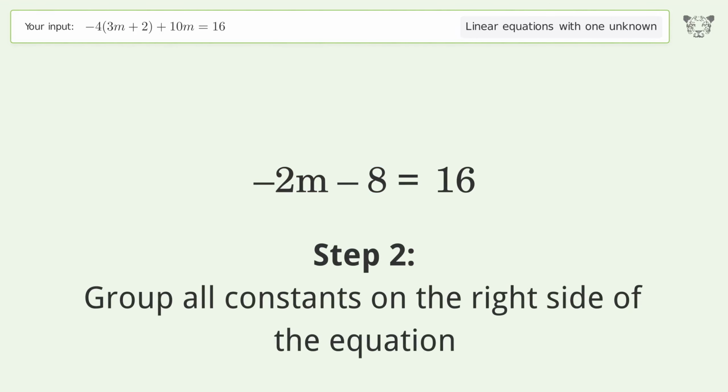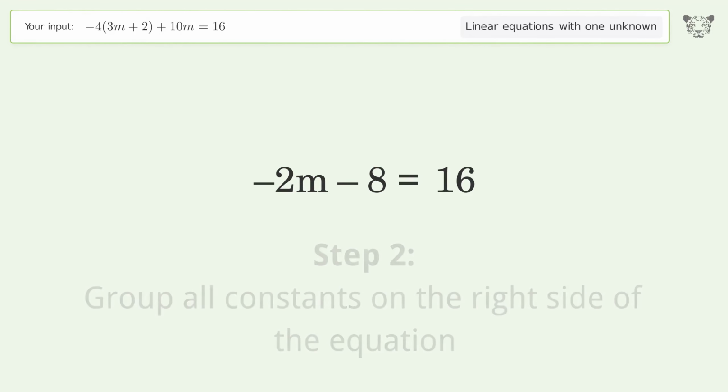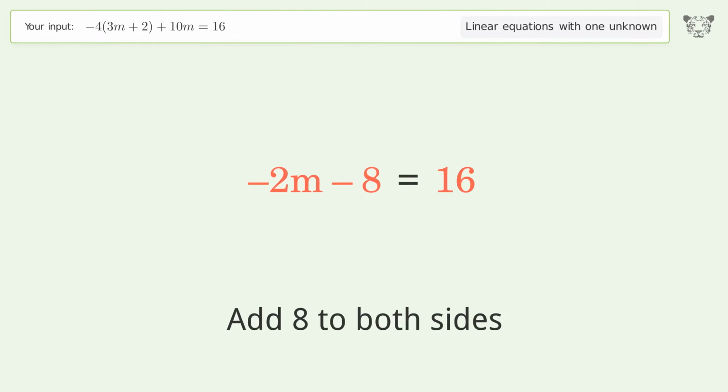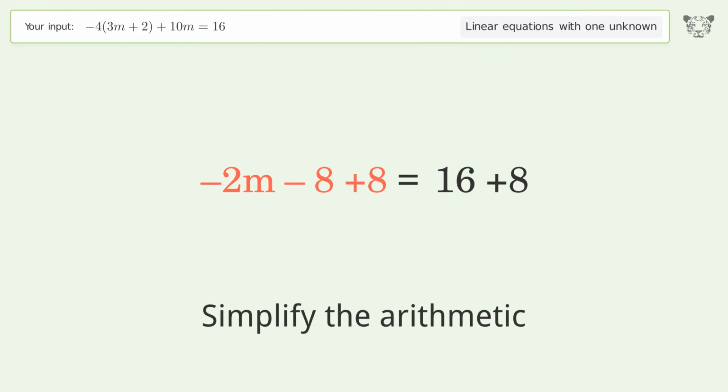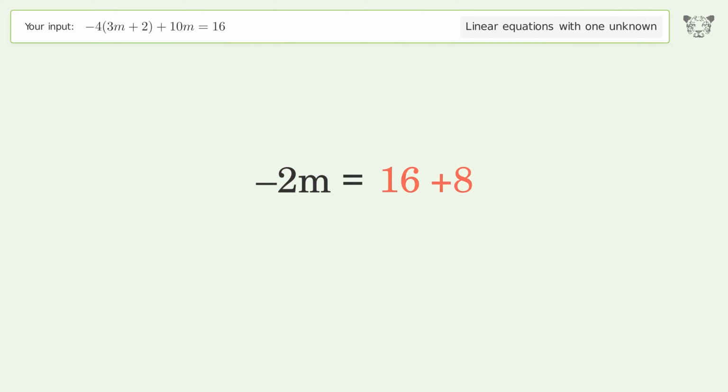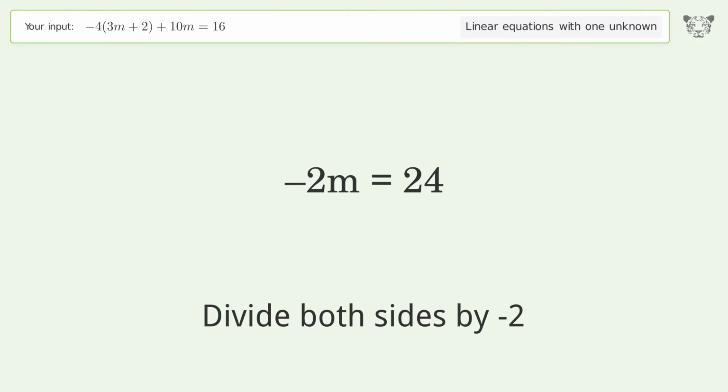Group all constants on the right side of the equation. Add 8 to both sides. Simplify the arithmetic. Isolate the m. Divide both sides by -2.